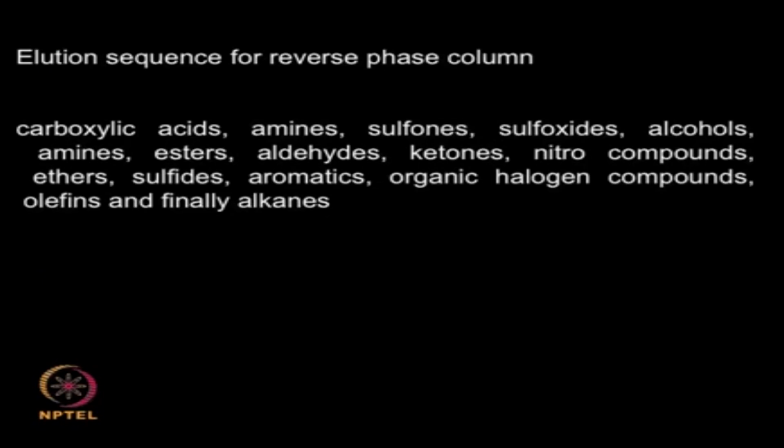So the elution sequence for reverse phase will be carboxylic acids, amines, sulfones, sulfoxides, alcohols, amines, esters, aldehydes, ketones, nitro compounds, ethers, sulfides, aromatics, organic halogens, olefins, and finally alkanes. So for a reverse phase, alkanes will come out in the end because there is going to be an interaction of alkane with the non-polar functional groups present on the stationary phase, whereas the carboxylic acids which are polar in nature will not interact and they will come out very fast.